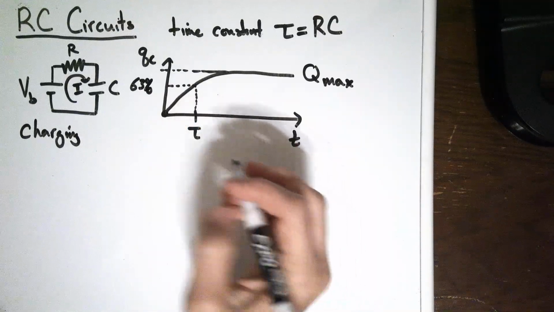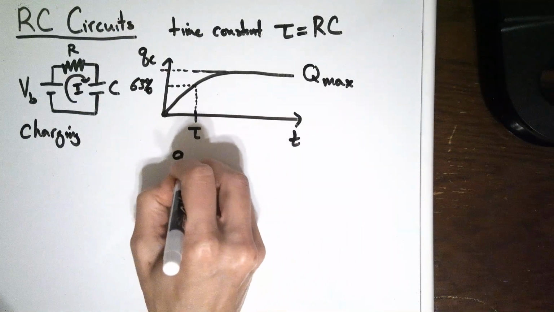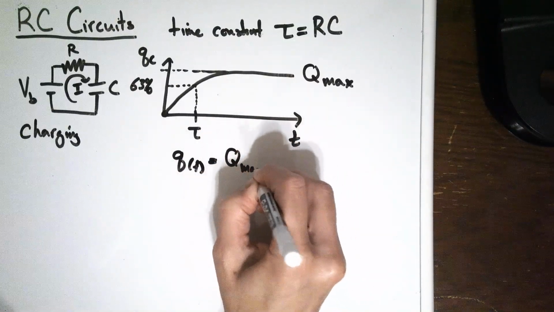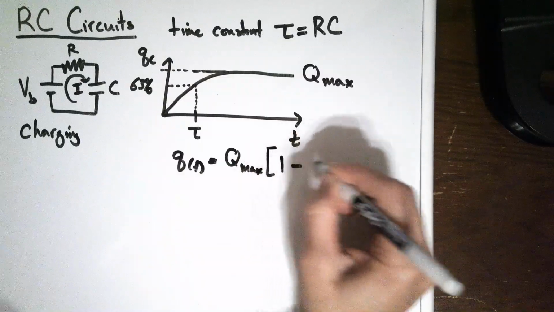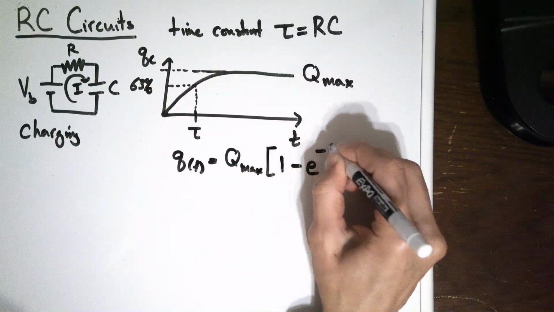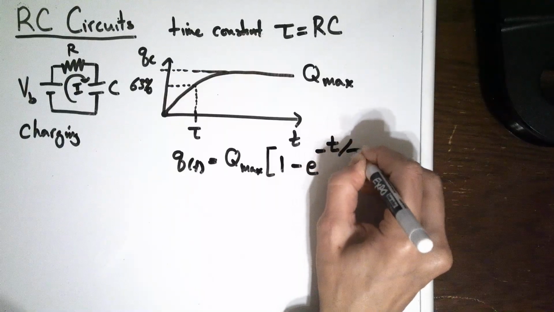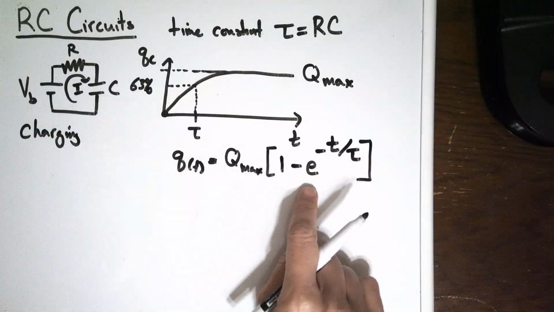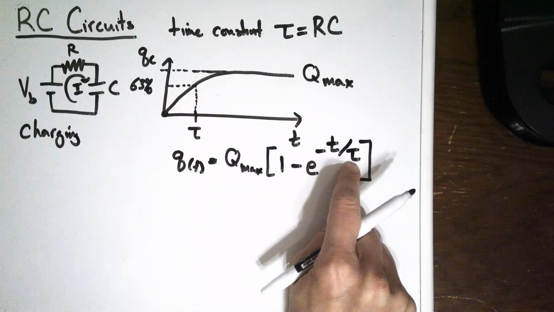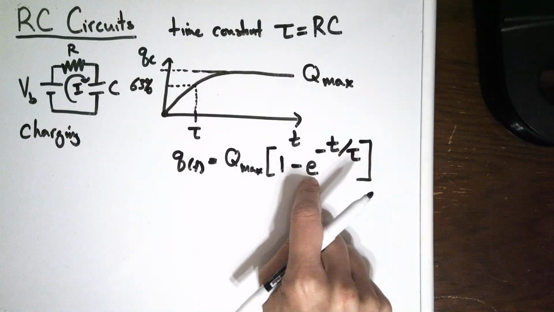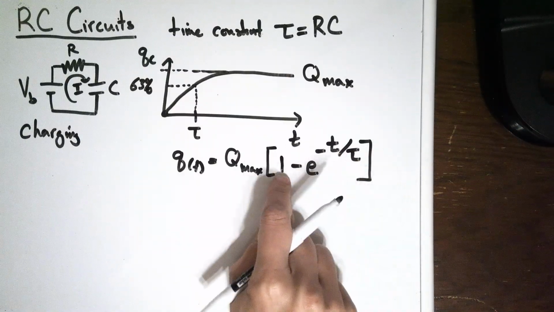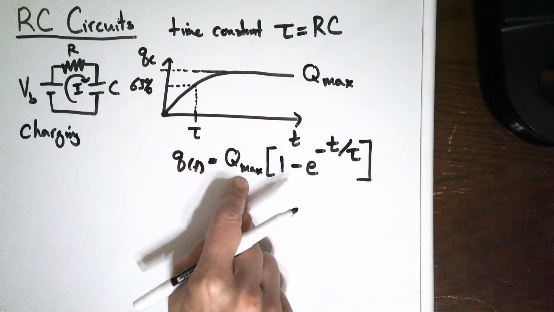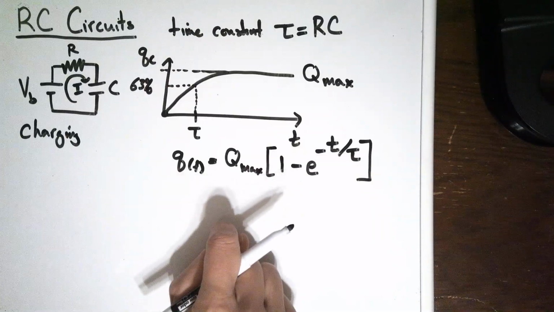All right, now the equation that characterizes all of this is this guy. Q equals Q max times (1 minus e to the negative t over tau), where tau is the time constant. And that's why this is 63%. When t is equal to the time constant tau, this is e to the negative 1, which is about 0.37. So 1 minus 0.37 is 0.63, or 63% of the maximum charge.